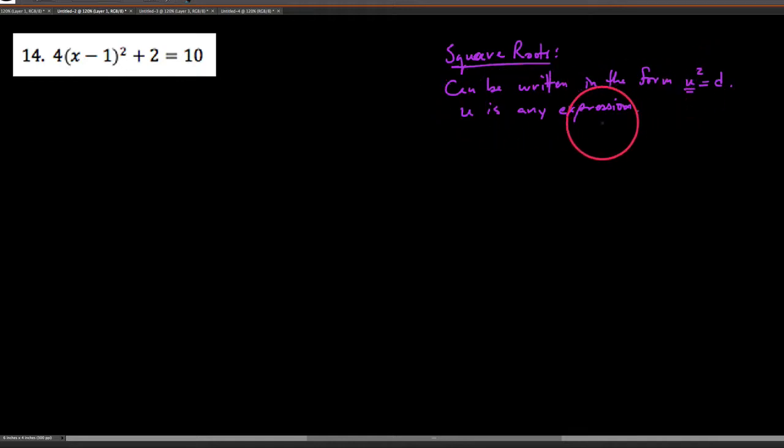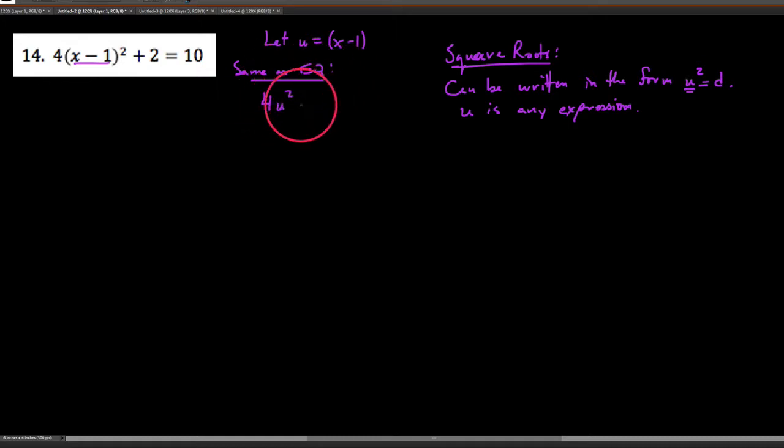So when I mention that u is any expression, what I want you to keep in mind is that with this equation over here, what if I were to say let u equal the expression x minus 1? Well, then in reality, this would be the same as the equation that you're going to see me write right here. This would be 4u squared plus 2 equals 10. And you could see that very easily we could just get this thing by itself by subtracting the 2 and dividing by 4, and then just turning around and taking a square root to solve this.